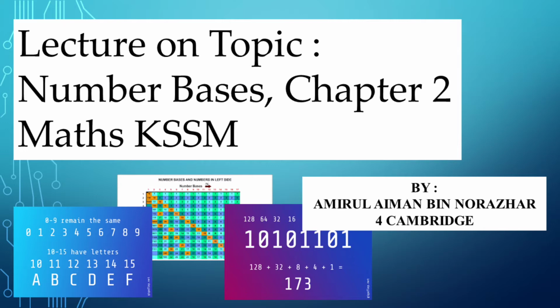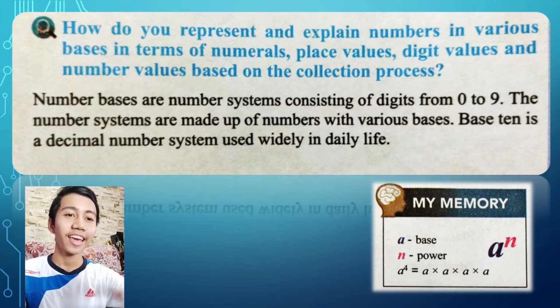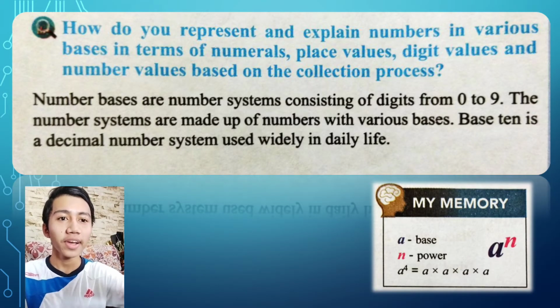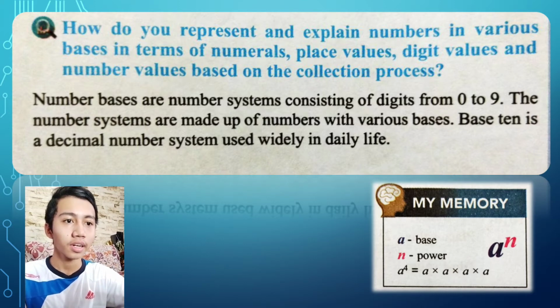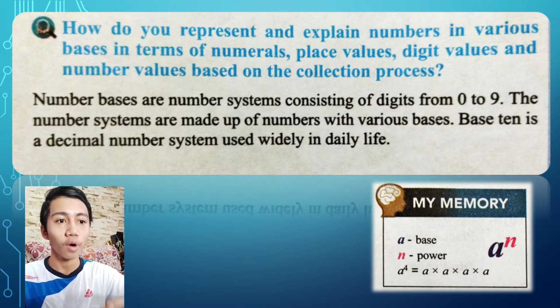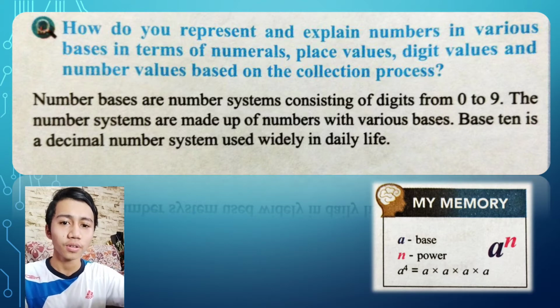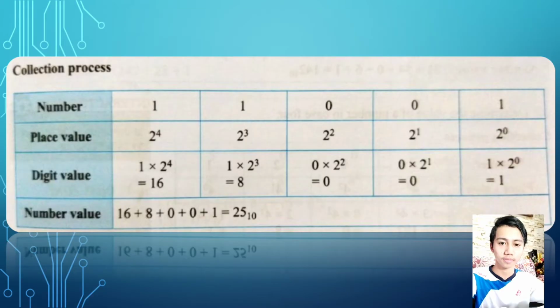So for today, I would like to teach you guys about number bases. Okay, so basically, what is number bases? So number bases are number systems consisting of digits from 0 to 9. The number systems are made up of numbers with various bases. Base 10 is a decimal number system used widely in daily life. So for an example, we are coding using number bases 10 and much more.